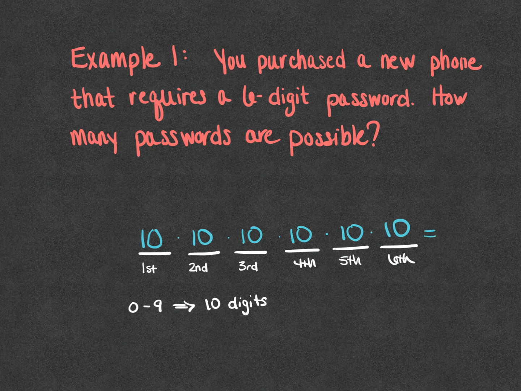So again, the fundamental counting principle would say multiply all of those together. And so what we will find when you multiply 10 together 6 times is there are 1 million different 6-digit passwords that are possible.